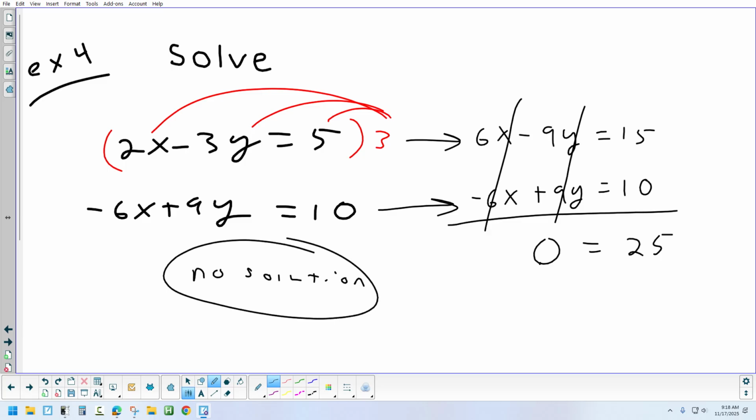So if we were to graph those two lines, what would they look like? Parallel. They'd be parallel. Yep. They have the same slope, but they would have different y-intercepts. Okay, so that's a no solution.